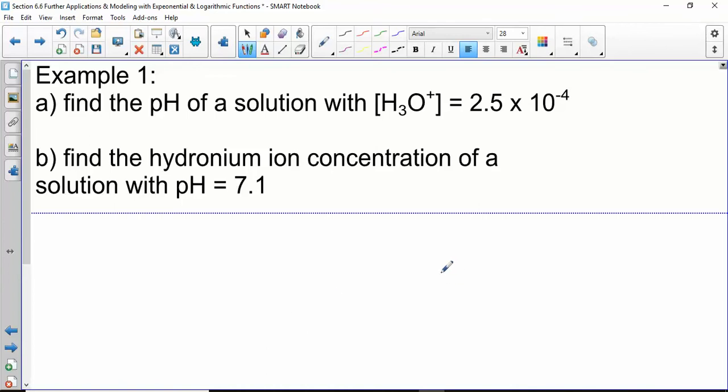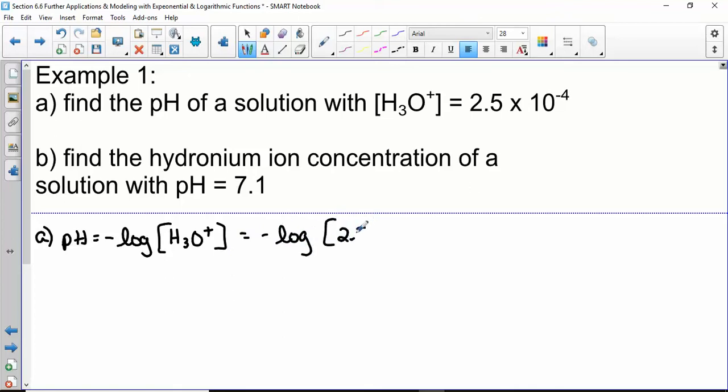I want the pH of a solution with H3O plus equal to 2.5 times 10 to the negative 4. So I'm just plugging into my formula. I told you pH was a negative log of the H3O plus. That was the formula on the last slide. So it's a negative log 2.5 times 10 to the negative 4. And then you just type that in your calculator. Negative log 2.5 times 10 to the negative 4th power. Typically we round pH to 1 decimal place, the nearest tenth. So this has a pH of 3.6.